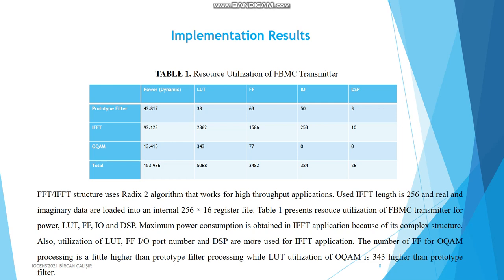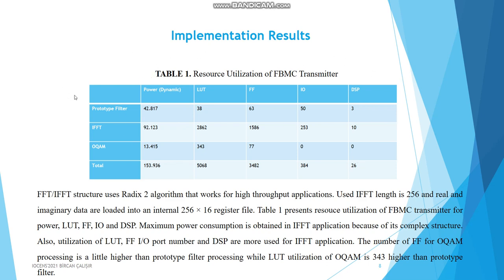FFT-IFFT structure uses radix 2 algorithm that works for high throughput applications. Used IFFT length is 256 and real and imaginary data are loaded into an internal 256 by 16 register file. Table 1 presents resource utilization of FBMC transmitter for power, LUT, flip-flop, input-output, and DSP.